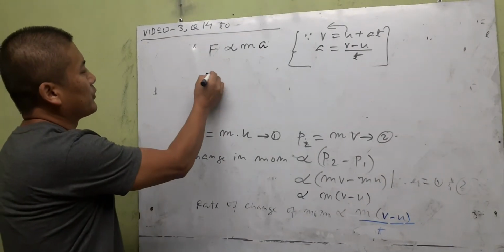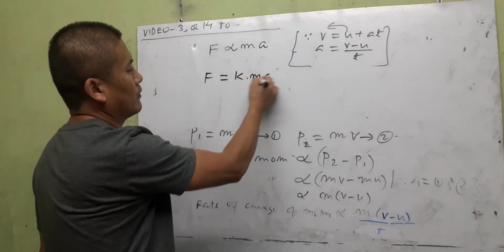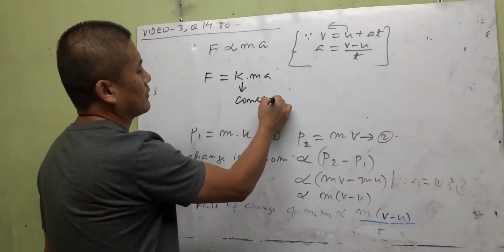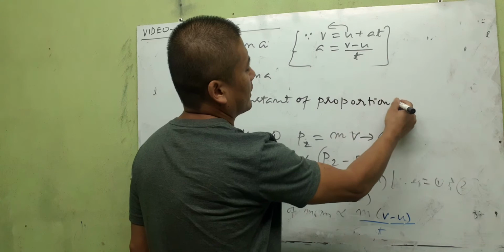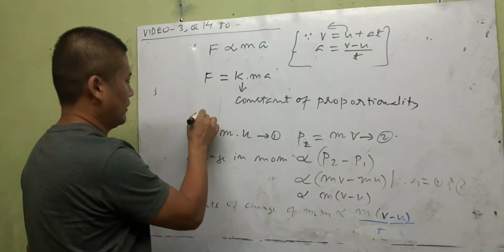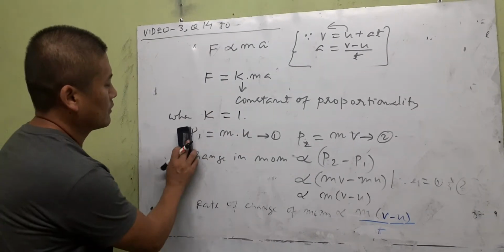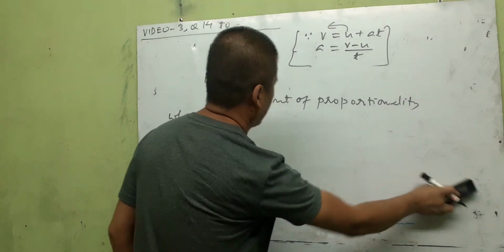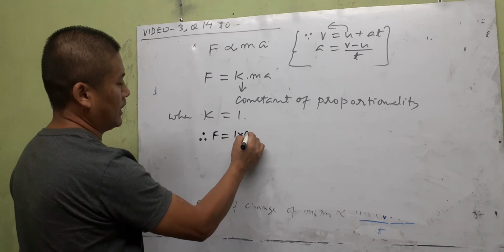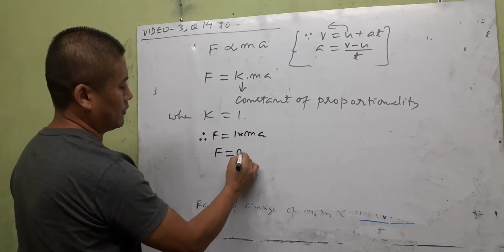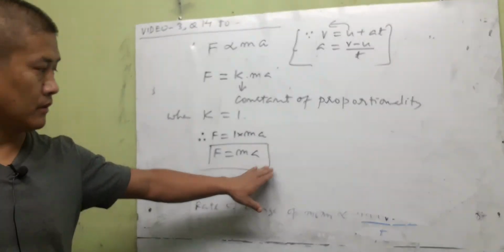Then if you remove the proportionality sign and put an equal sign, a constant must come in: k into ma, where k is called the constant of proportionality. For convenience, we always take k equal to 1 unit. When you put it as 1 unit, you get the equation for the second law of motion: F will be equal to 1 into ma. That is, F is equal to ma, the famous equation of the second law. Force is equal to mass into acceleration. So keep this in mind.